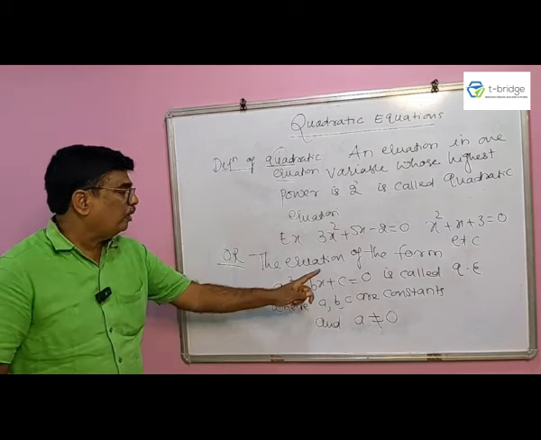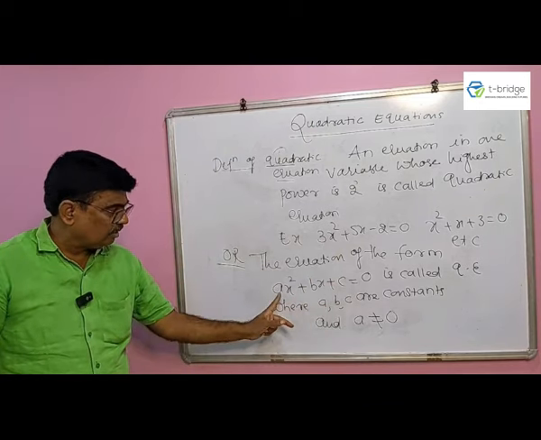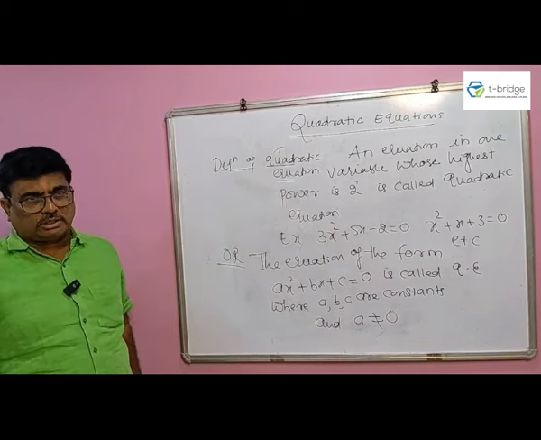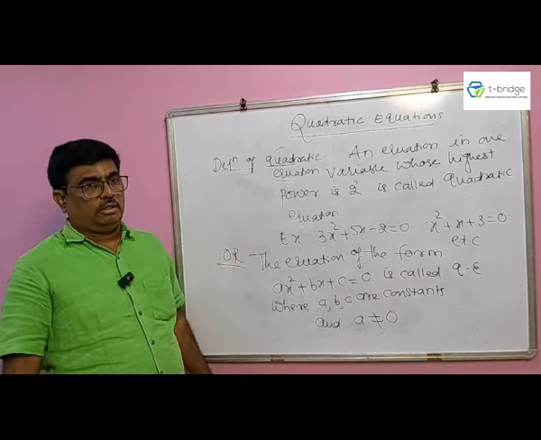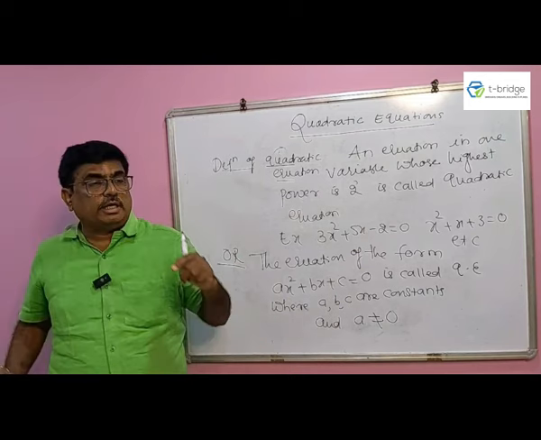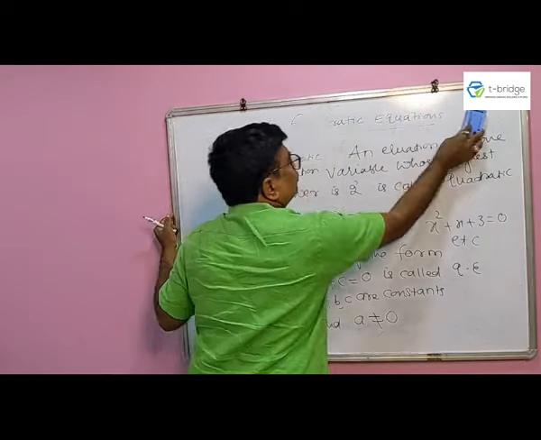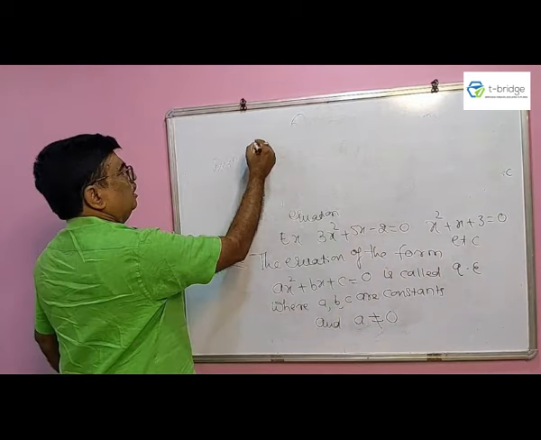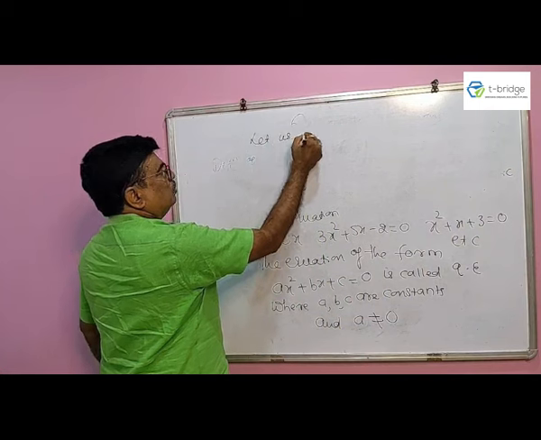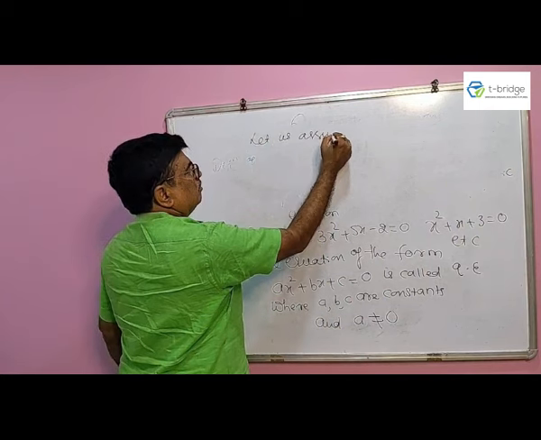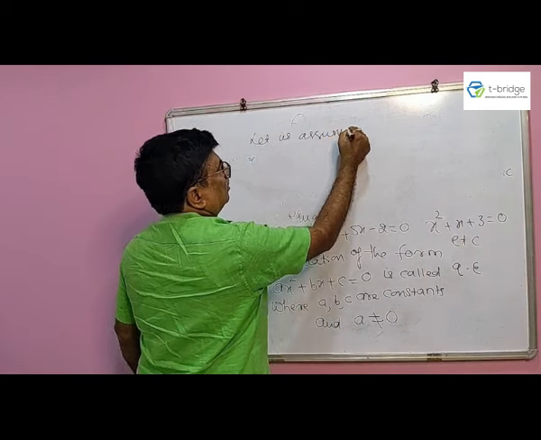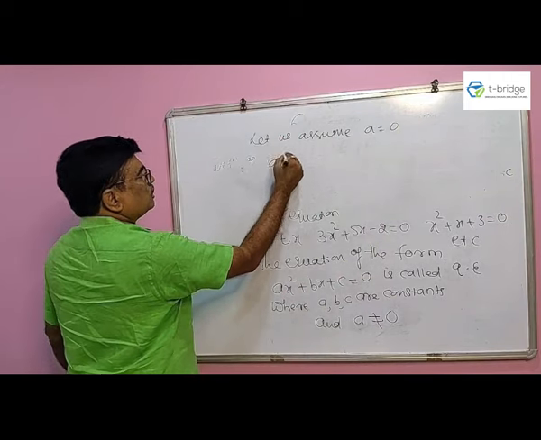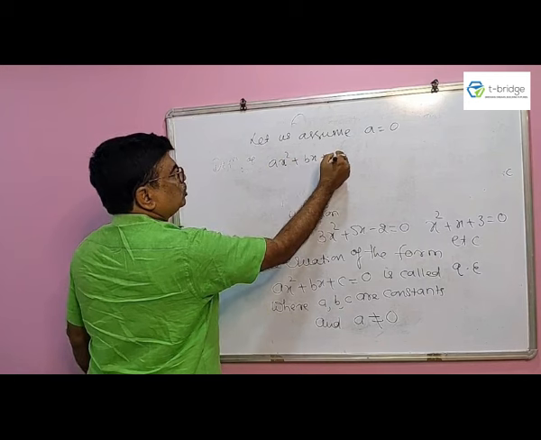The coefficient of x square should not be 0. b can be 0, c can be 0, but a should not be 0. Suppose we consider that a is 0. Let us assume a equals 0. Therefore ax square plus bx plus c equals 0. What happens? Let us see.